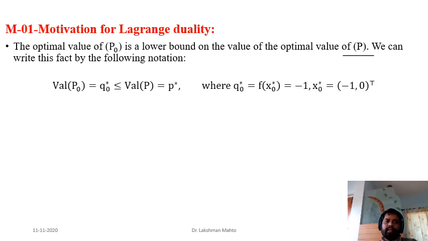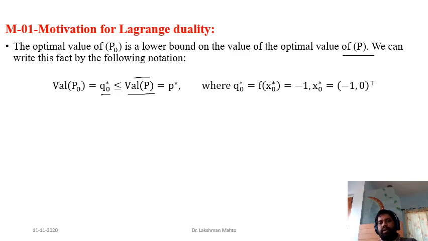We say that the optimal value of P naught is always less than or equal to the optimal value of the given problem P. This P is the primal problem, as I already mentioned. Whatever other equivalent problem we get by doing some kind of adjustment or relaxation always gives an optimal value with a different notation other than P. So I have taken the notation Q naught star.